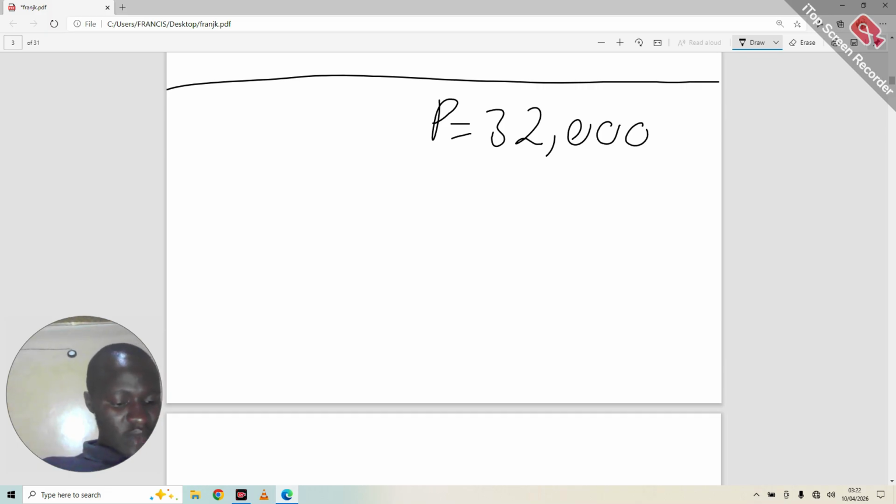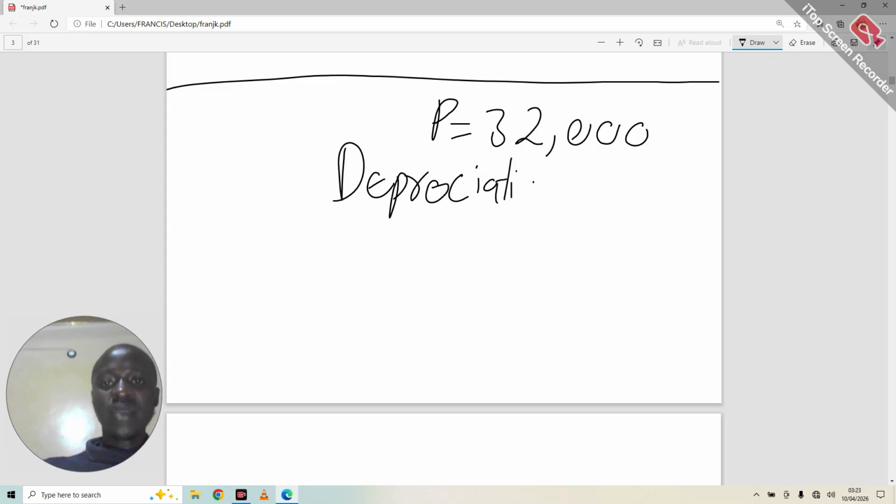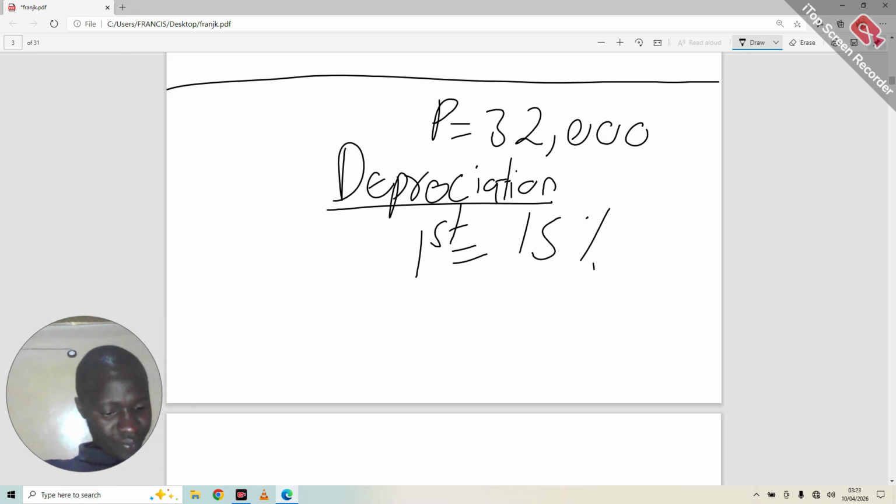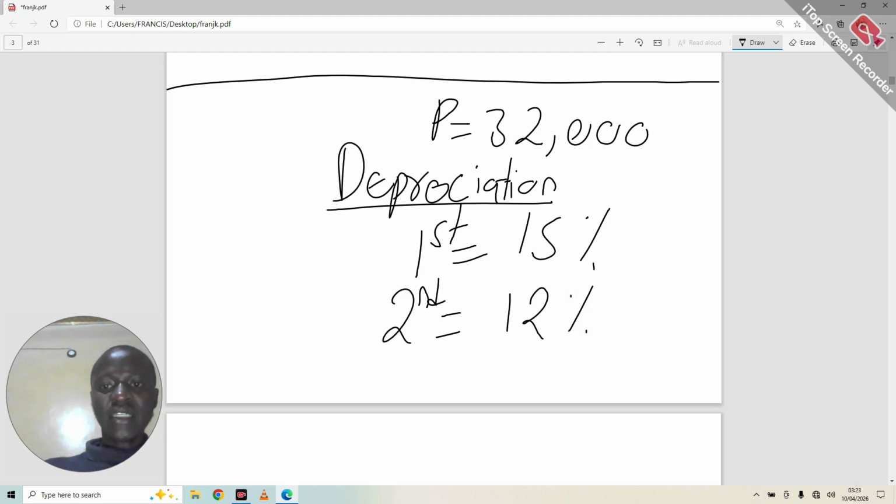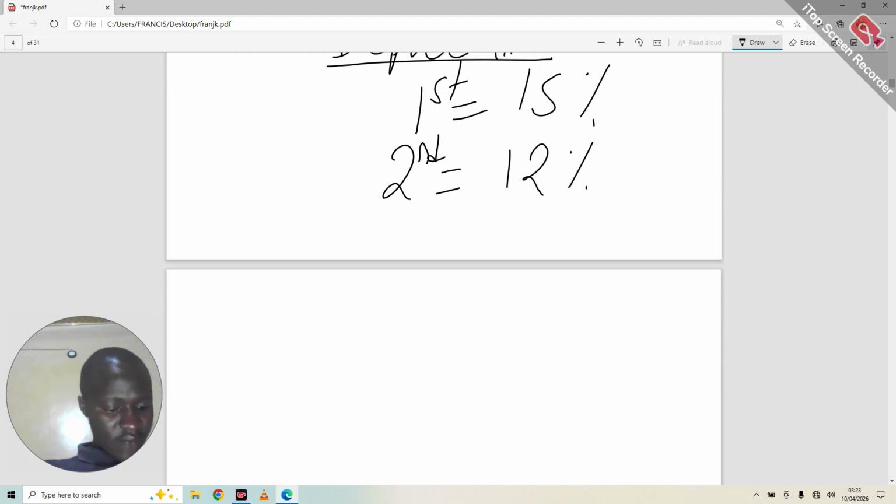At the end of the first year, its value will have depreciated by 15%. Remember, it is depreciating. So do not forget to change the symbol to be negative. So in the first year, it's depreciated by 15%. Its depreciation in the second year is 12%. Thereafter, the rate of depreciation is 10% yearly.